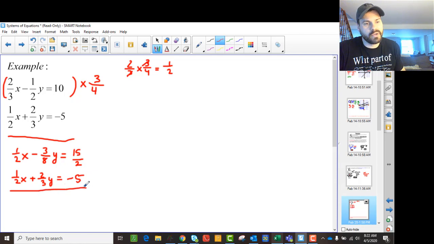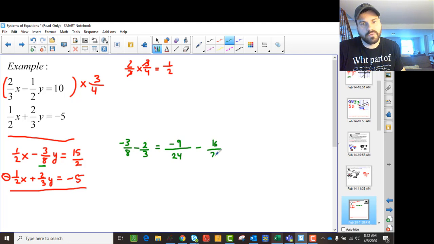So then I am going to eliminate x by subtraction. I'm going to subtract these. This is going to get a little weird because I have to subtract, so minus 3/8 minus 2/3. Okay, so let's do that. Minus 3/8 minus 2/3. I need a common denominator, so I'm going to put them over 24. So this is going to be minus 9 over 24 and then minus 16 over 24. So that's going to give me minus 25 over 24.